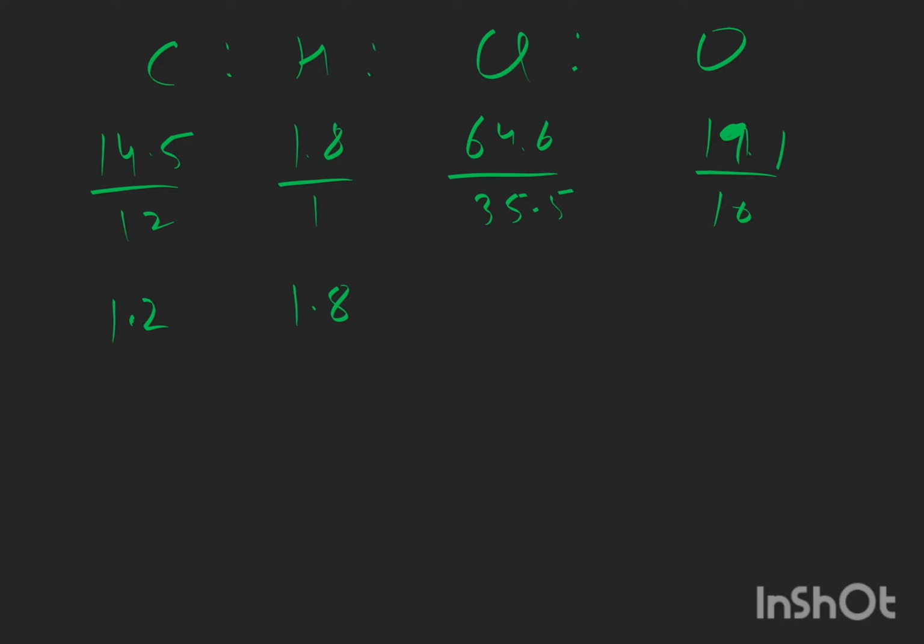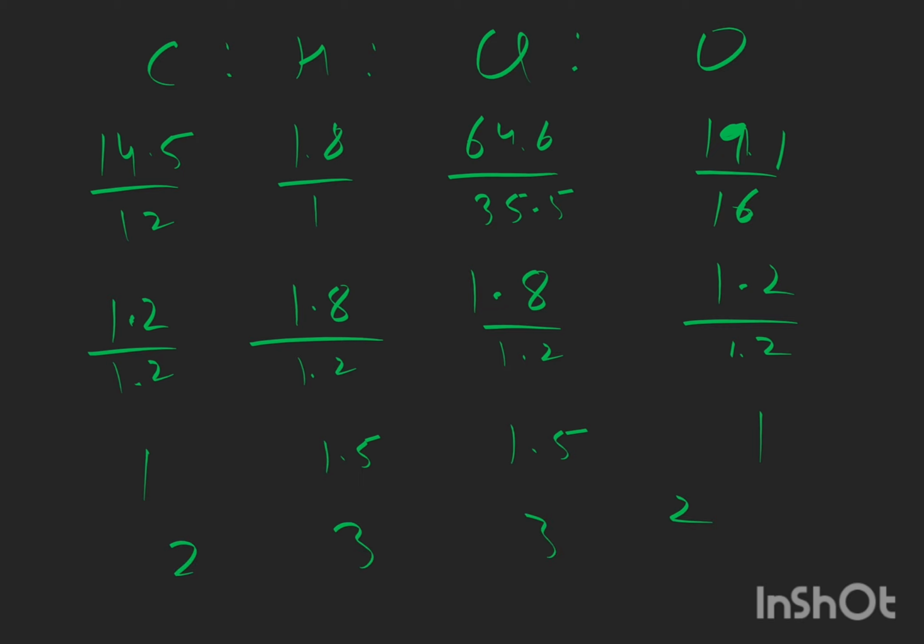It is 1.8. 19 upon 16 means about 1.2. 64.6 upon 35.5 is about 1.8. So let us divide by the smallest value. So it will be 1, 1.5, 1.5, 1. Rounding off by multiplying with 2: 2, 3, 3, 2. So the formula will become C2H3Cl3O2.